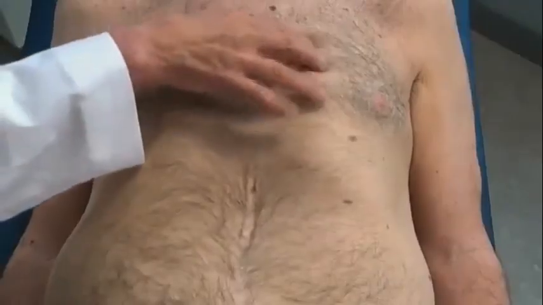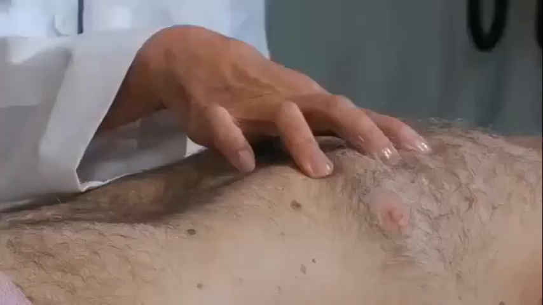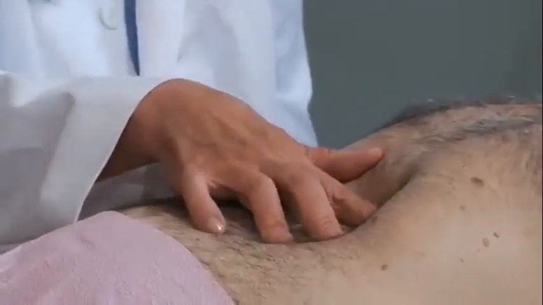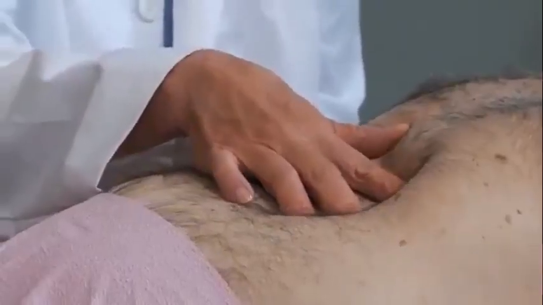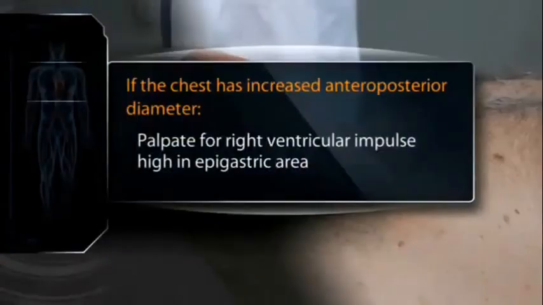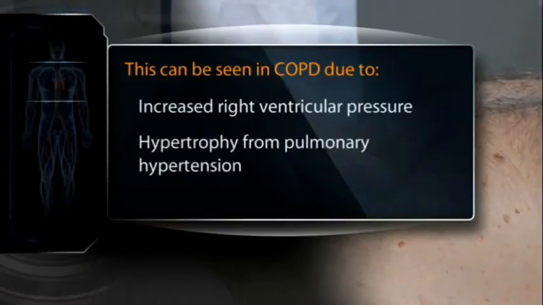Next, feel for a right ventricular impulse at the lower left sternal border. While keeping one finger in the third interspace, place additional fingertips in the fourth and fifth interspaces. Then, feel for the right ventricular impulse in the epigastric or subxiphoid area. And I'd like you to take a breath in. If the patient's chest has an increased antero-posterior diameter, palpate for the right ventricular impulse high in the epigastric area, where it may be easier to feel. This can be seen in COPD due to increased right ventricular pressure and hypertrophy from pulmonary hypertension.